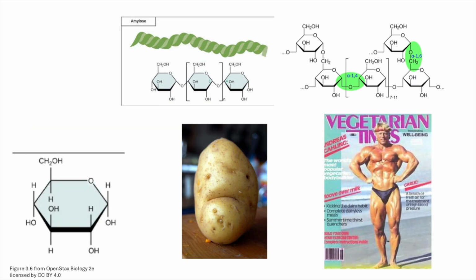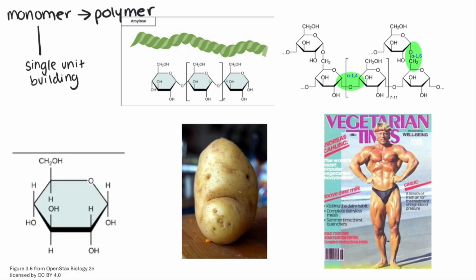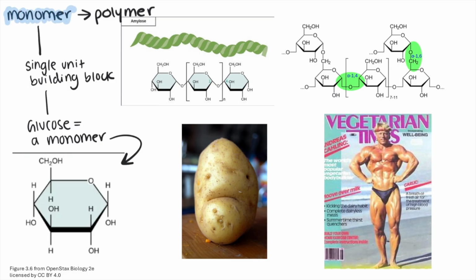The fundamental building block, or monomer, of carbohydrates is the monosaccharide, sometimes referred to as simple sugars. A prime example is glucose, a simple sugar that serves as a primary energy source for cells. All carbohydrates are composed of carbon, hydrogen, and oxygen, typically following a really strict 1 to 2 to 1 ratio of carbon to hydrogen to oxygen. In the case of glucose, this results in the molecular formula of C6H12O6.